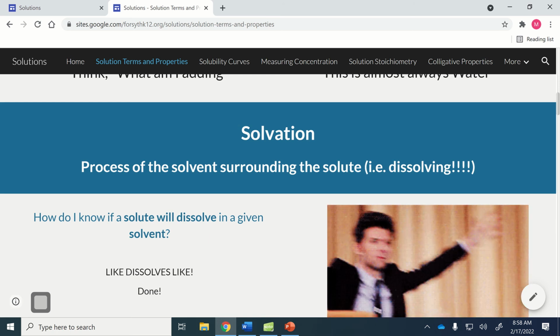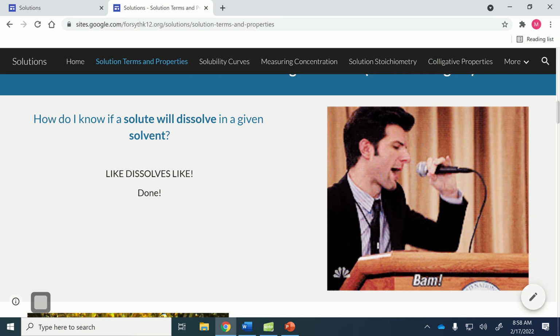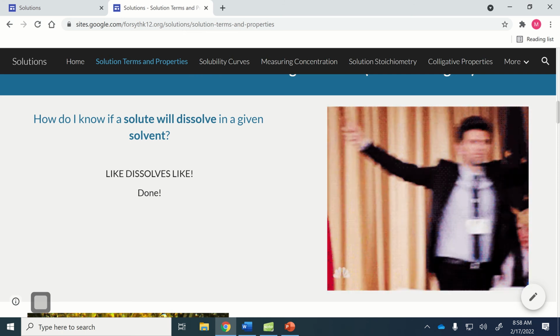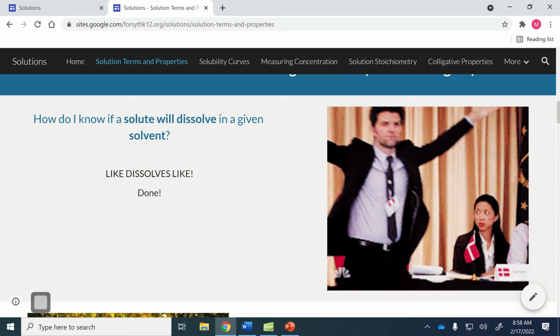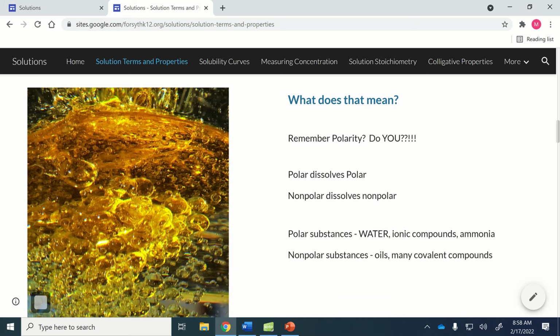So how do I know this will even occur? Well, we basically have a simple phrase: like dissolves like. What does that mean? This brings us back to other things we learned. This is why we've held on to this unit till now. Remember polarity? Determining whether the substances are polar or non-polar will tell you whether they will mix together, whether they will form a solution or not. So a polar substance dissolves polar, non-polar dissolves non-polar.